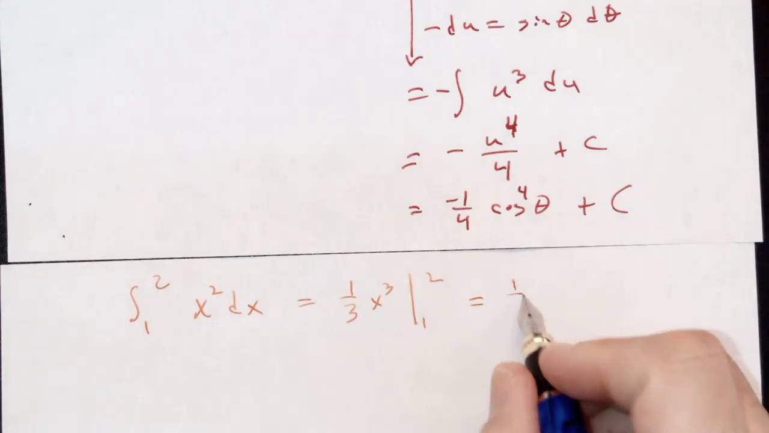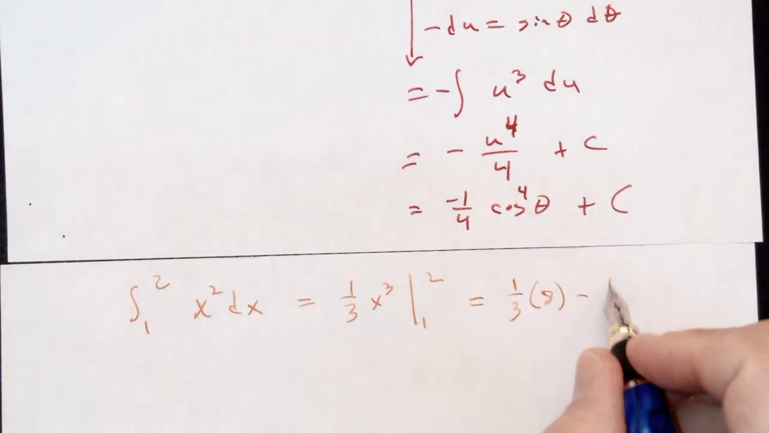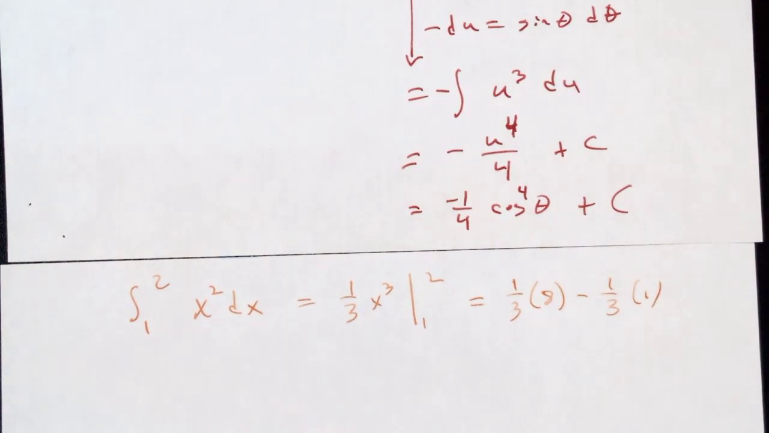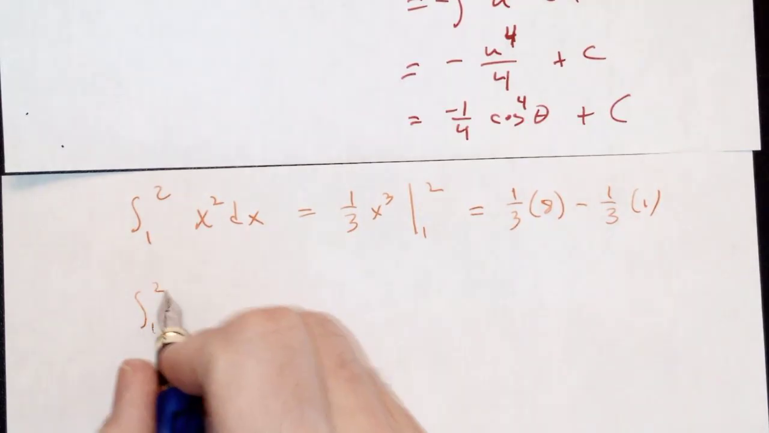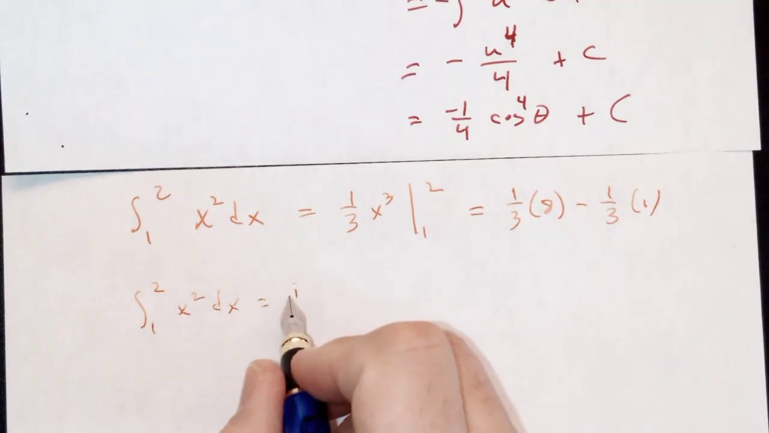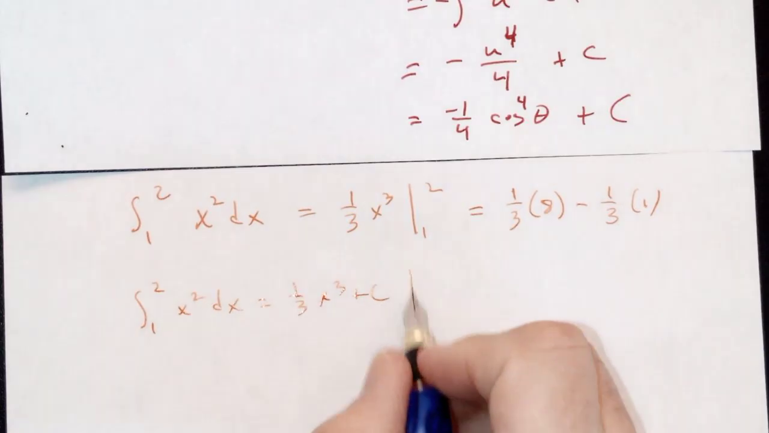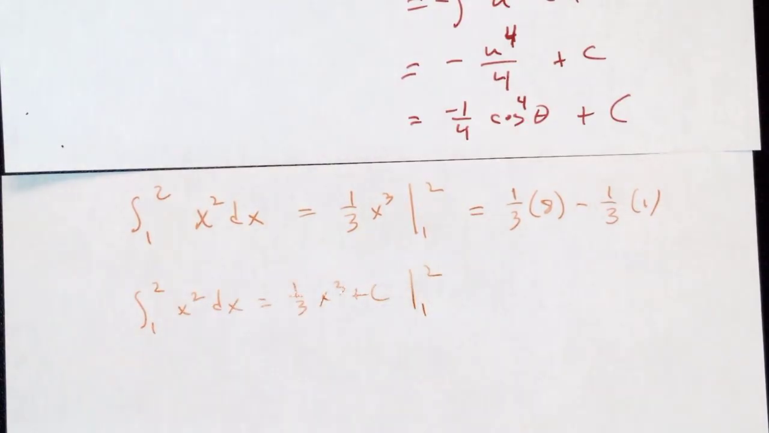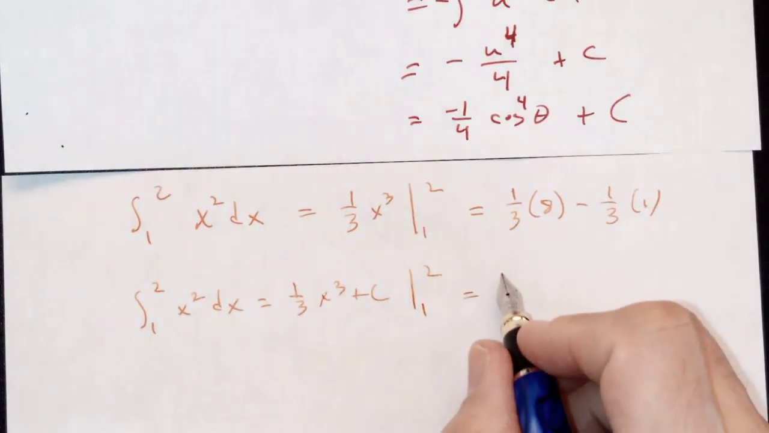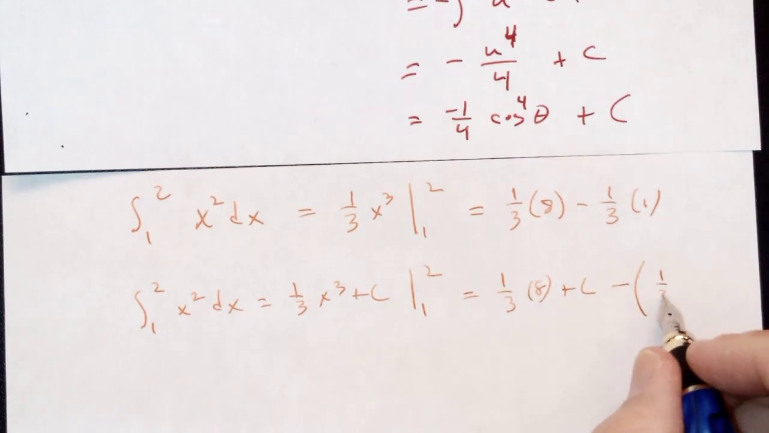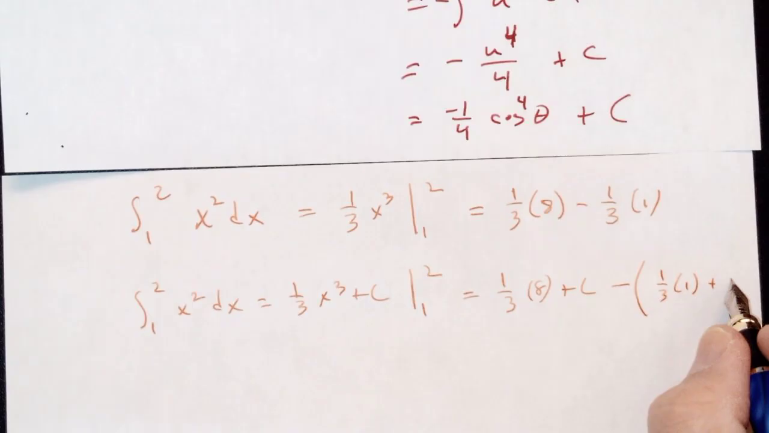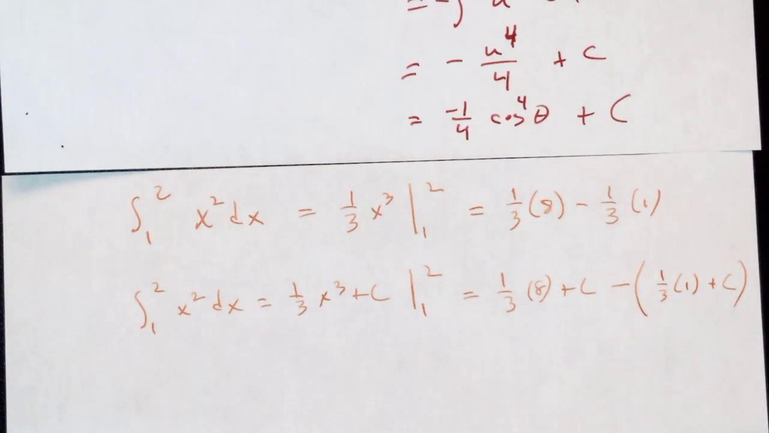So if I were to write 1/3 8 minus 1/3 1, that's done as far as the one without the c. But if I write this, right? Then in the next step, I at least need to see that you didn't just throw them out. But now you've got a plus c and you've got a minus c. They're gone.